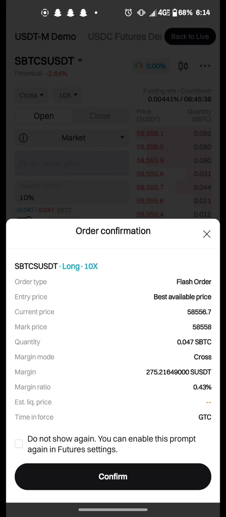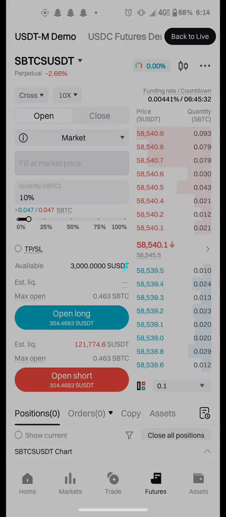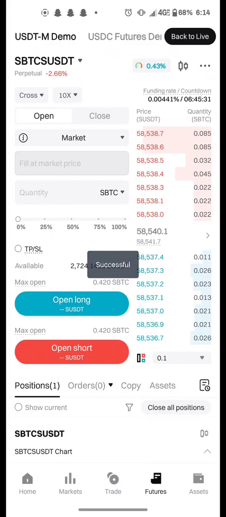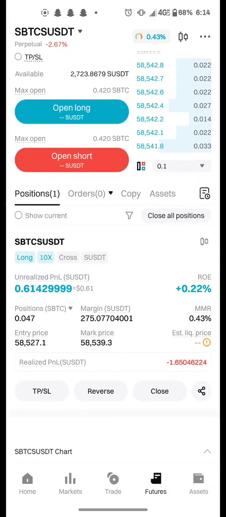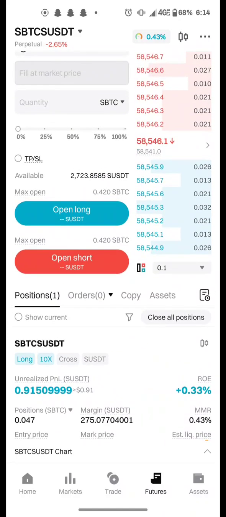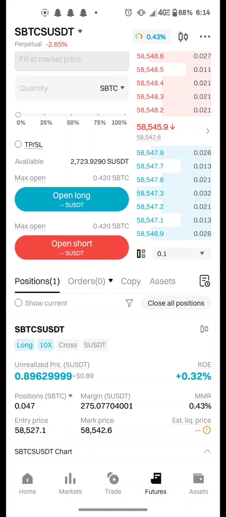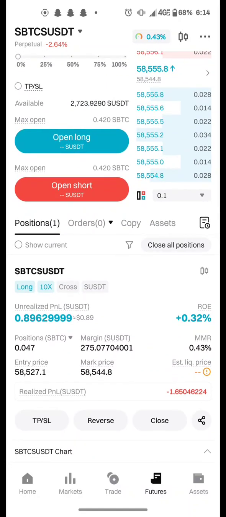So look at our margin ratio. 0.43, which is very good, because we are using 10x. Look at what we have. The market has peaked. Can you see? The market has what? Peaked. We are telling the market to what? To buy. To buy means to go up. Are you getting me now? Look at it, it has peaked.